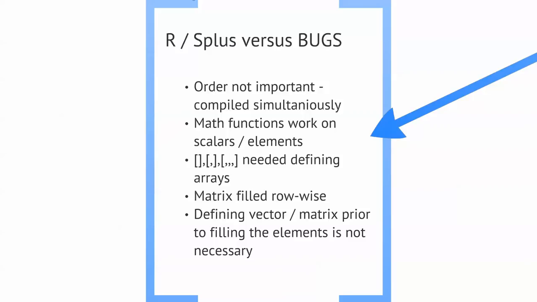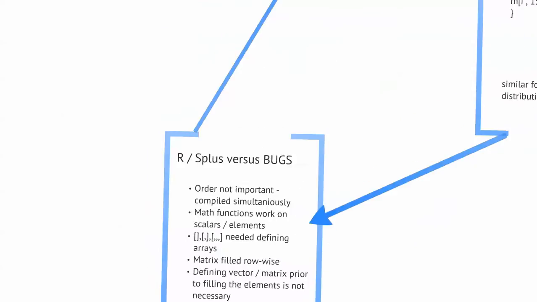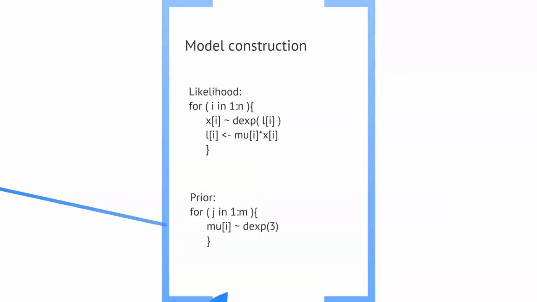And here matrices are filled row wise, and in R we usually define a vector before filling it up within a loop. But here we do not need that. We can define a vector within a loop without even defining it first. Alright. To construct the model, for example, to construct the likelihood, we can simply use the for loop to generate the whole likelihood, and the same thing is true for priors.